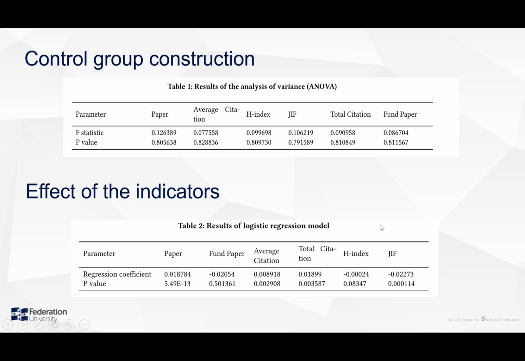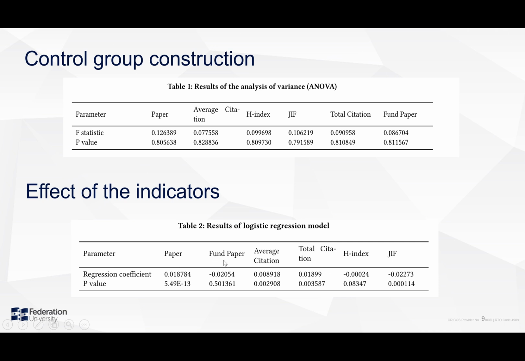Here, Table 2 shows the results of the logistic regression model. If the value of p is less than 0.01, then it means this indicator has a significant relationship with the award results. The first row, the regression coefficient, refers to the positive or negative relationship with the award results. So we conclude that the number of papers, average citations, and total citations have positive relationships with the results, while journal impact factor has a negative relationship.